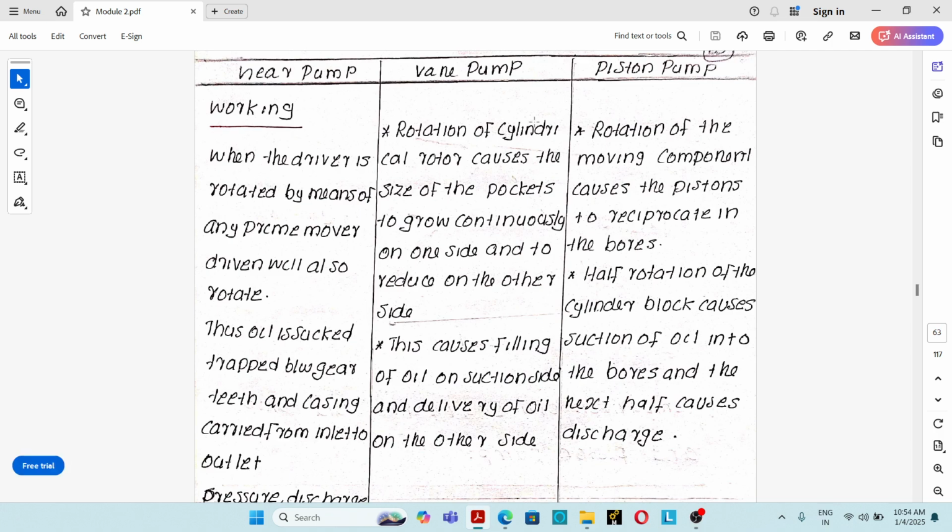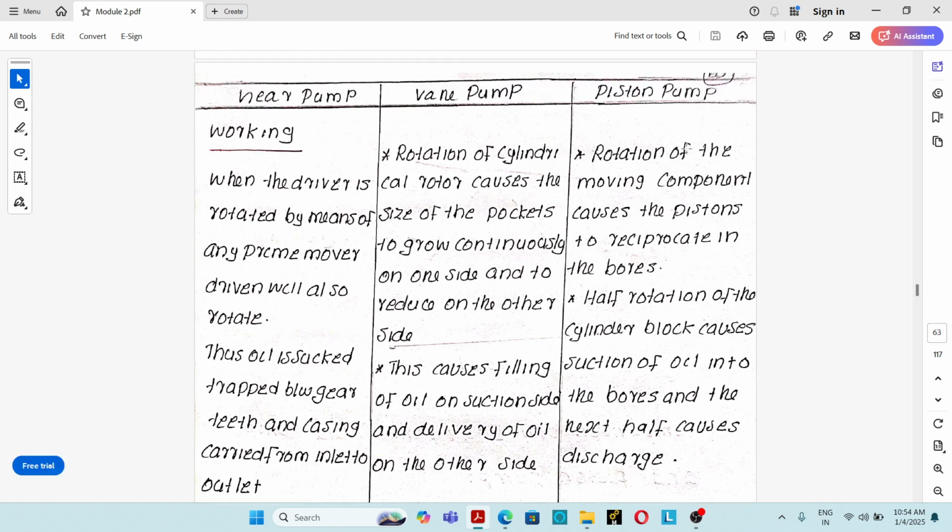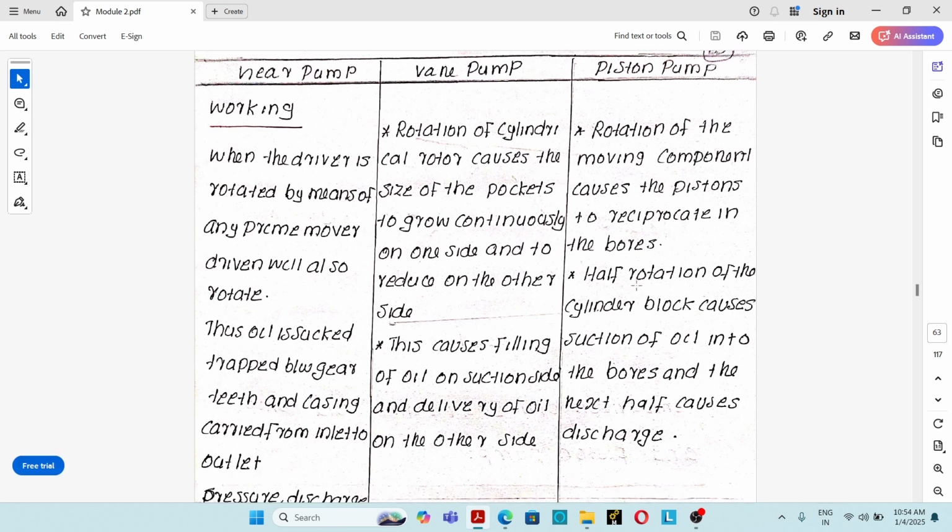Then the vane pump. Rotation of the cylindrical rotor causes the size of the pocket to grow continuously on one side and to reduce on the other side. This causes filling of oil on the suction side and delivery of oil on the other side. So this is the working of the vane pump. Piston pump: rotation of the moving component causes the piston to reciprocate in the bore. Half rotation of the cylinder block causes suction of oil into the bore and the next half causes discharge. So this is the working of the piston pump.